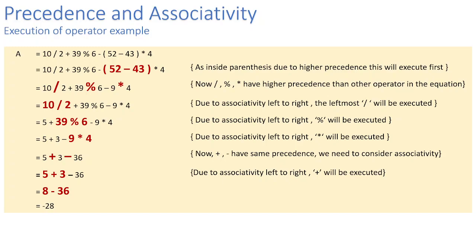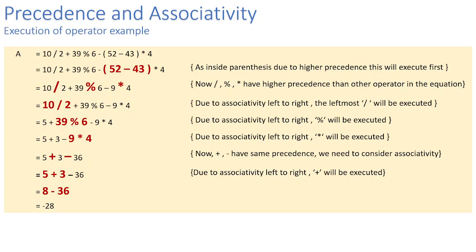this operation will be executed first. Now coming to the next line. See, division, remainder and multiplication have higher precedence than other operators like plus and minus in the equation. So these three operators will be executed before addition and subtraction. But these three operators have the same priority or precedence: division, remainder and multiplication.